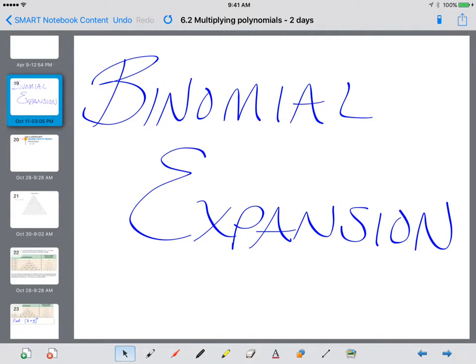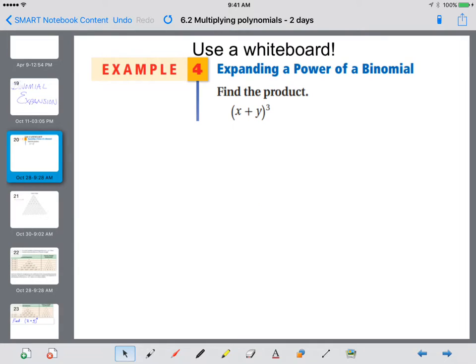Today's lesson will discuss binomial expansion, and it stems from multiplying polynomials. So here is the long way. This isn't a way that you have to remember or have to know how to do. I'm just going to show you the long way so that you'll be more likely to want to learn how to do the shortcut.